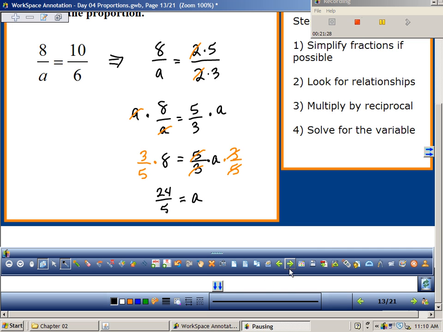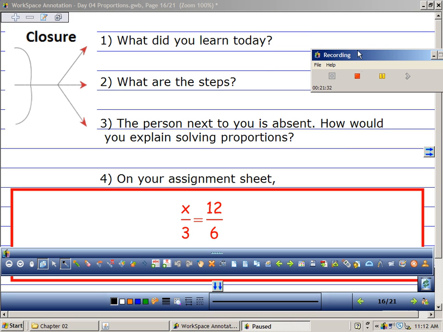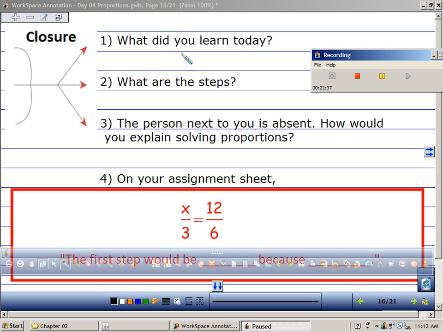All right, let's talk about what we did. I'll give you a second to finish copying that down. All right, let's talk about our closing thought. What did we learn today? Levi? Proportions. What are the steps? I need somebody to recite the steps for me. Philip? Think about what we did first. We looked for what? Similarities, so we could factor, and then what did we do?